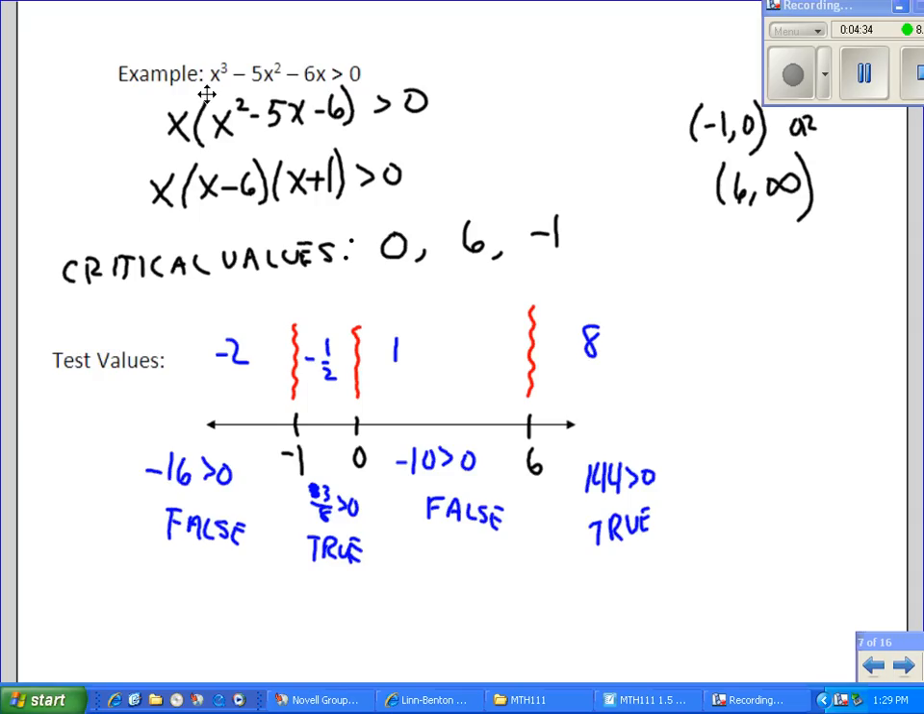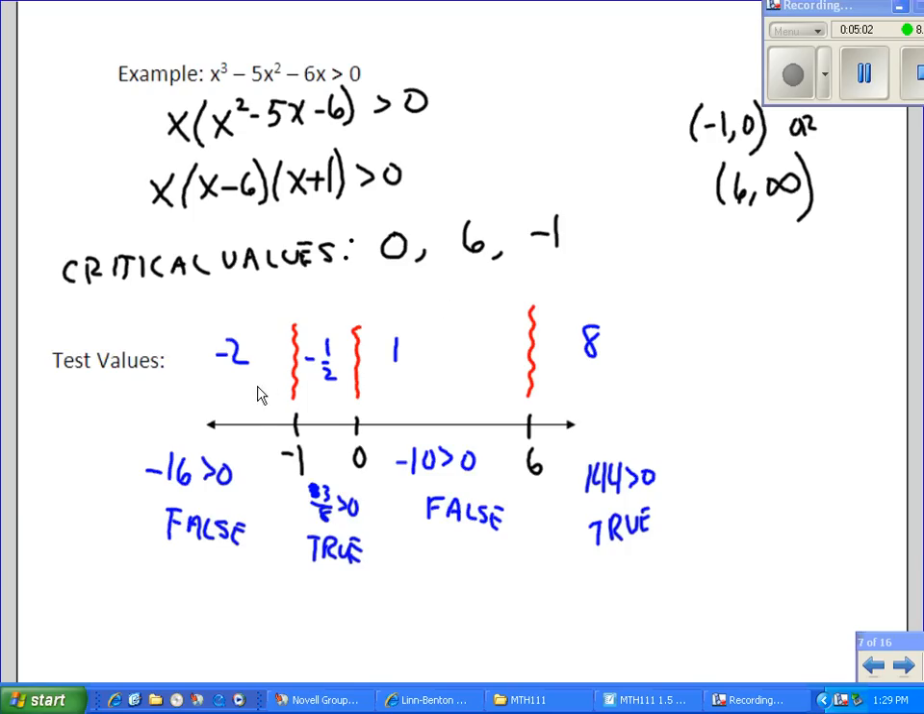Here's another example. This one's a cubic. x cubed subtract 5x squared subtract 6x is greater than 0. It's easy to factor an x out and then factor the remaining quadratic. So we have three different factors, and three different critical values, 0, 6, and negative 1. With those three critical values, that divides our region into 4 different test regions, so we need 4 different test values, 1 from each of these.